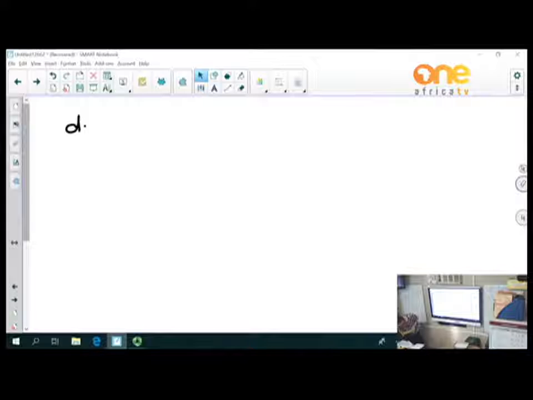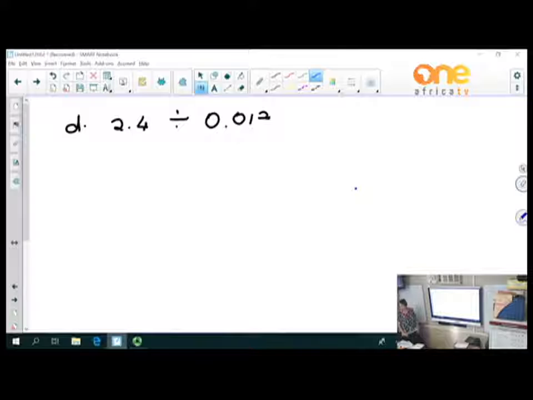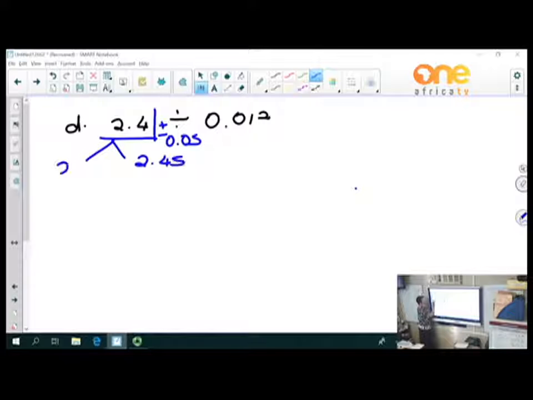Right, number D. D says 2.4 divided by 0.012. I'm just going to write it like that so that our limits are not on top of each other. To two significant figures, what is the maximum error for this one? Plus or minus 0.05. So the upper bound is 2.45 and the lower bound is 2.35.